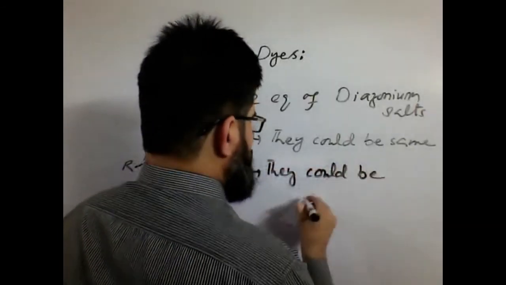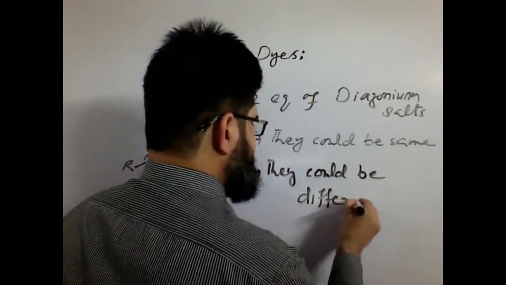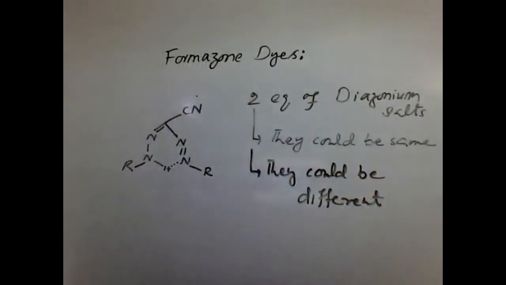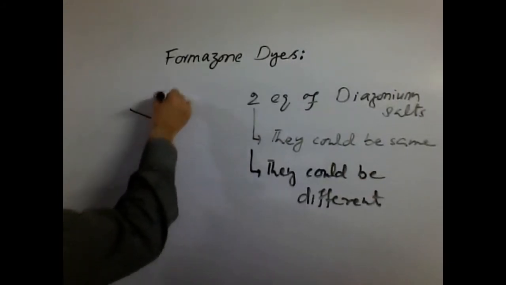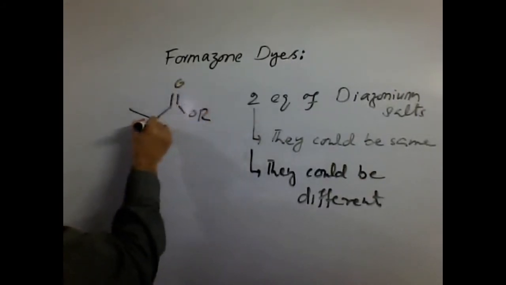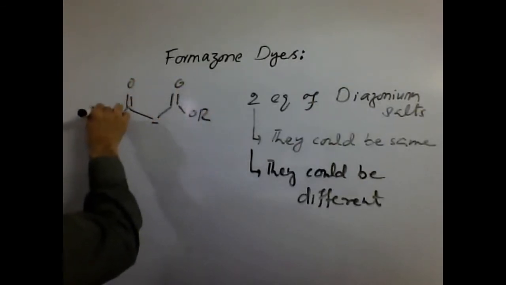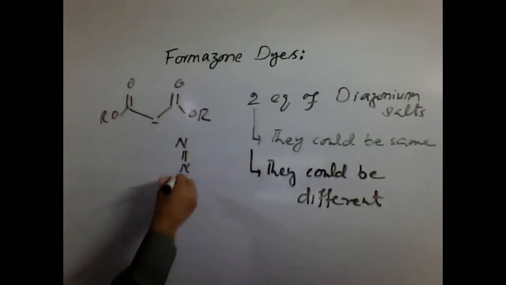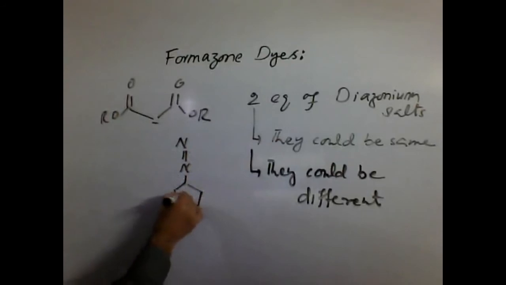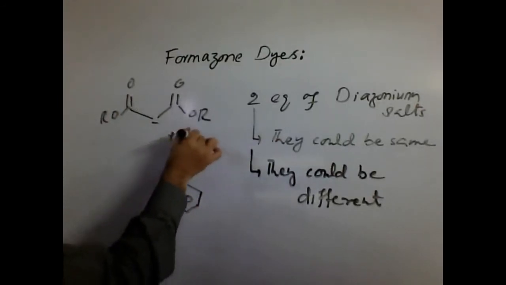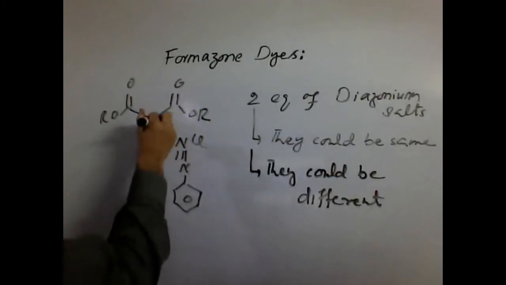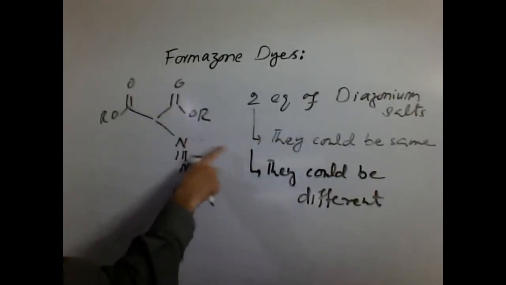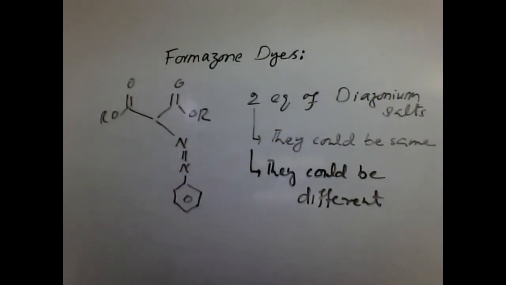They could be different. What does it mean? Let's say in the very beginning, when we get negative charge on the carbon and we bring in diazonium salt of aniline, as I've just explained to you, it can undergo reaction over here to produce this one. So this is the settlement of the bonds. Is that fine?